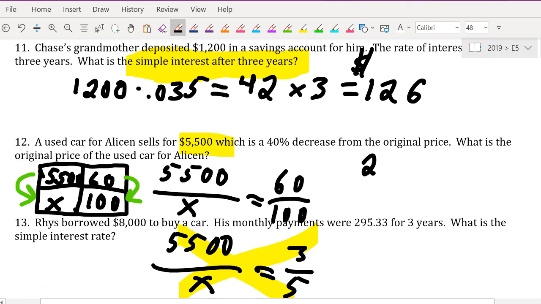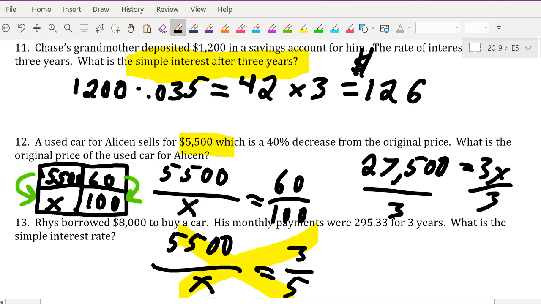All right, 27,500 is equal to 3x. We divide by 3 and we get the answer, which is 9,166.67. I rounded up to the nearest penny. Could we check our answer, Chadwick? We could use our Chadwick computer. 9,166.67 times 0.6, and that is going to give us 5,500.